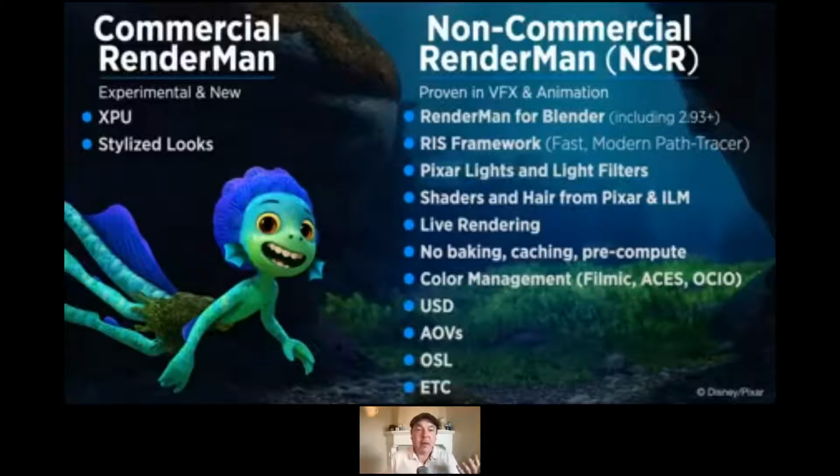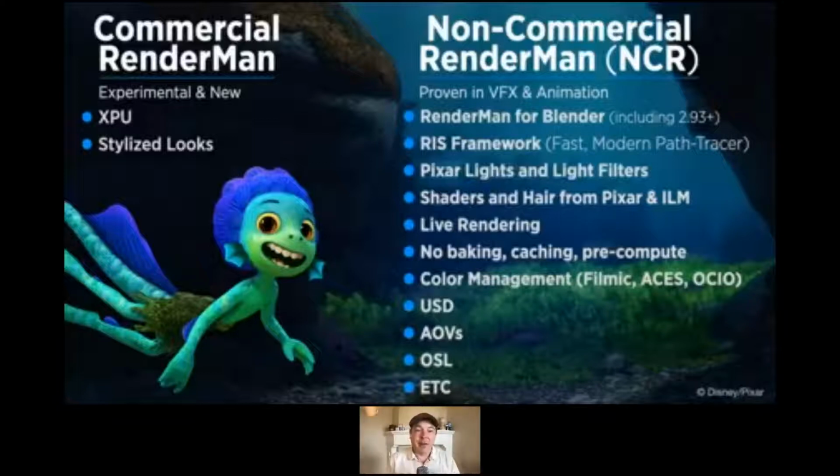We have support for USD, which is an open source technology from Pixar, a good backbone technology for transporting geometry and scene assets around and manipulating them in creative and collaborative ways. AOVs, secondary passes, are very powerful in RenderMan. Support for OSL, we've fully moved all our patterns over there, and we have my favorite feature, etc. So it's got all the stuff.